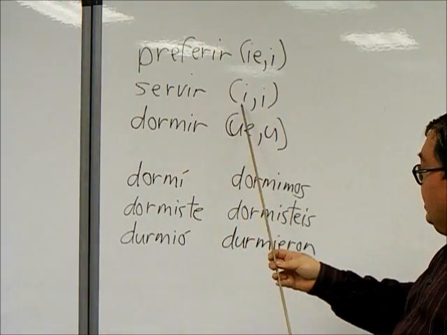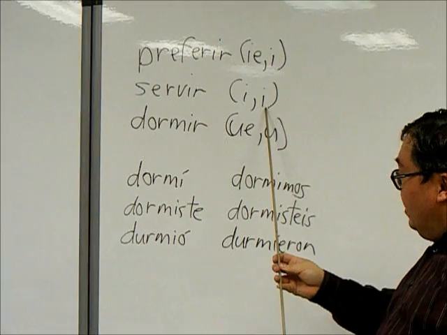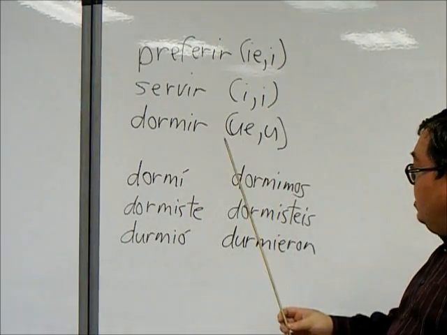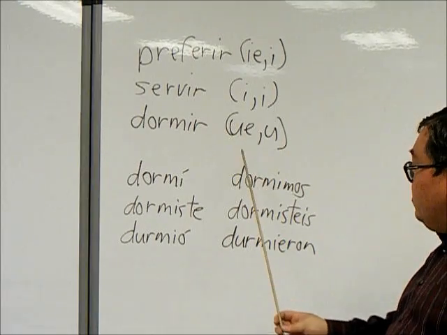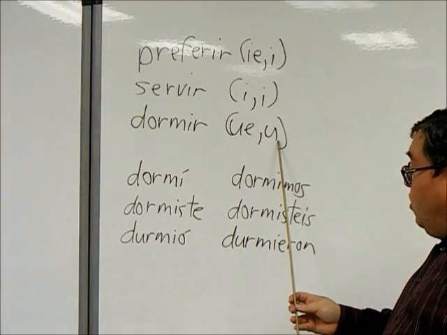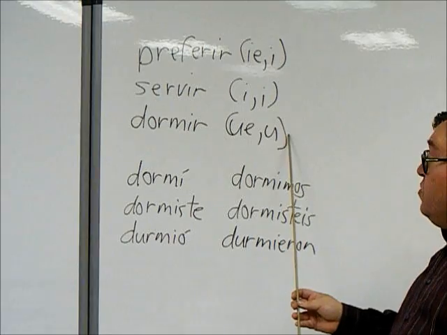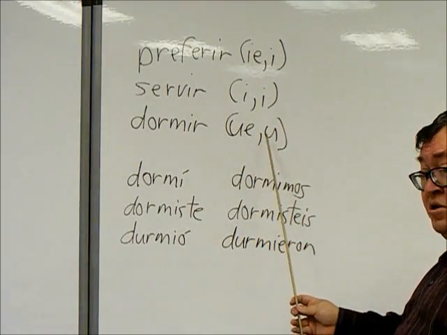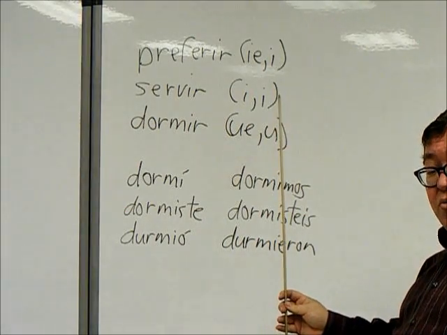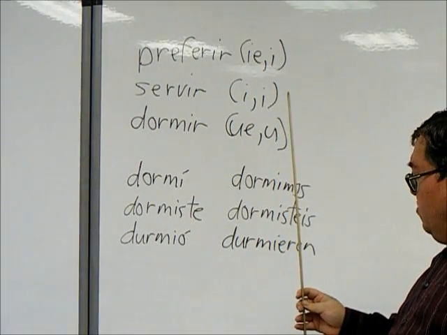Servir in the present tense is E to I. It's also E to I in the third person forms of the preterite. Dormir in the present tense is O to UE, duermo, duermes, etc. And in the preterite, it's O to U in the third person forms. Now, coincidentally, these verbs do the same thing in the third person preterite forms that they do in their present participles, and for the same reason.